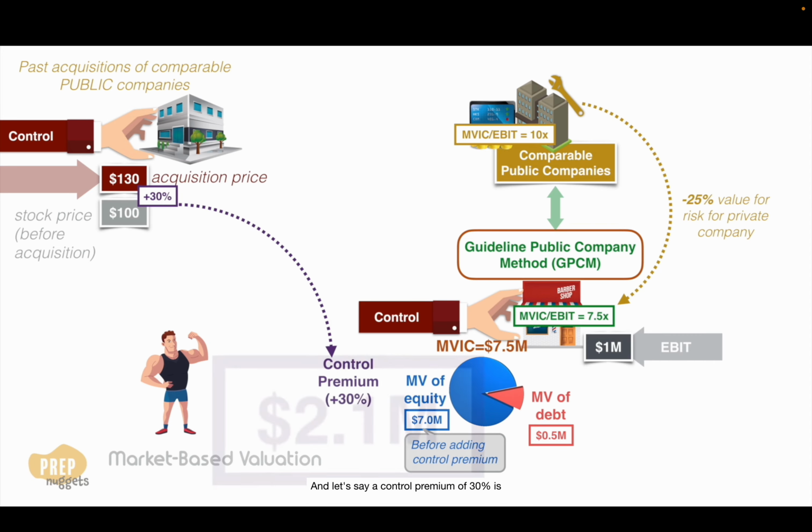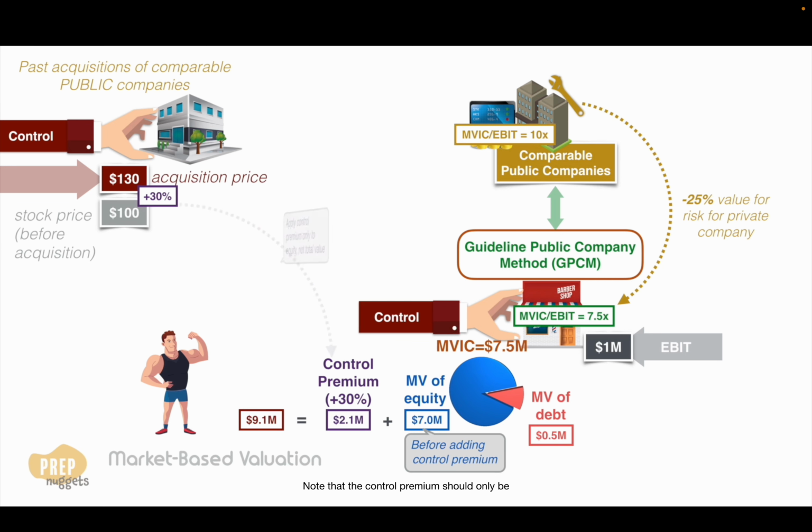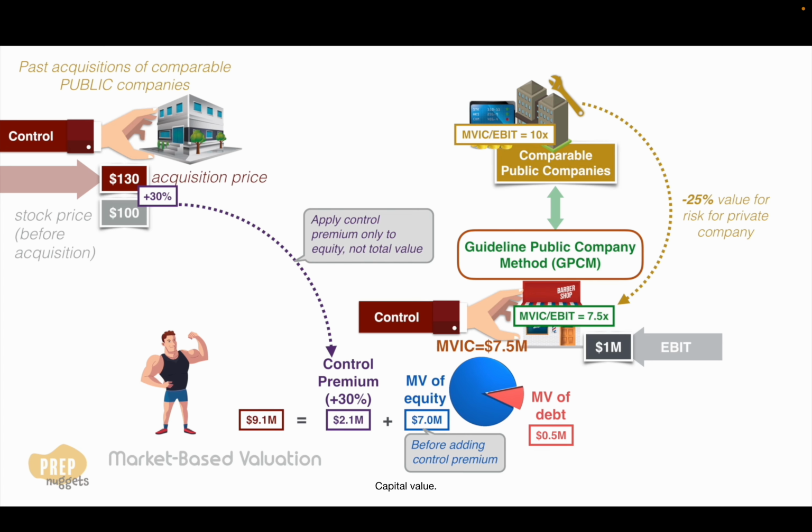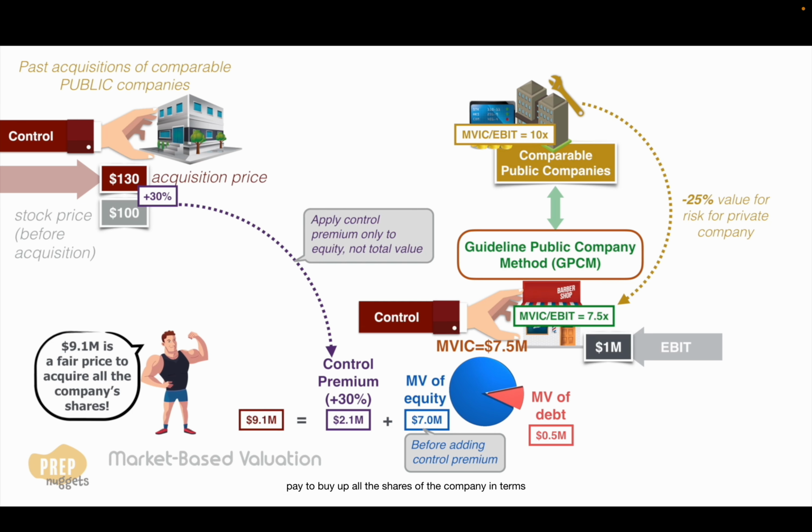And let's say a control premium of 30% is appropriate. This would bring up the value of the private firm's equity to $9.1 million. Note that the control premium should only be applied to the firm's equity value, not total capital value. This is the amount the acquirer should pay to buy up all the shares of the company. In terms of multiple, the acquirer is paying an MVIC over EBIT multiple of 9.6 times.